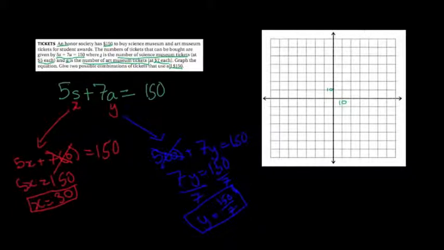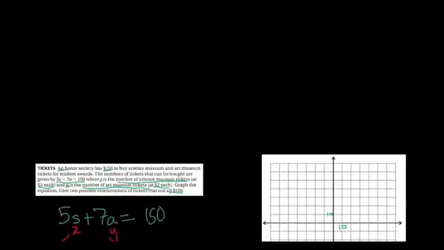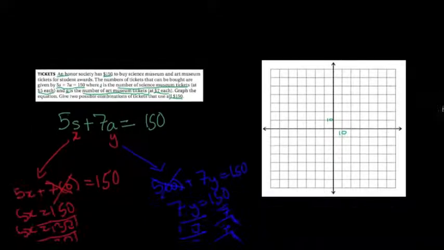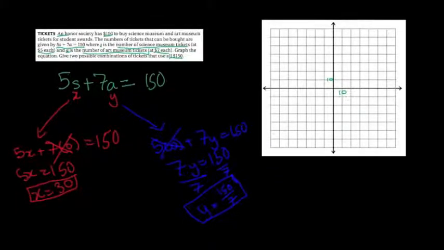Okay, so now we're just going to basically put these points on our graph. The scale is on 10, don't forget. So 10, 20, 30. So wait, no, it's going to be over here. So 10, 20, 30. That's where our x-intercept will lie.